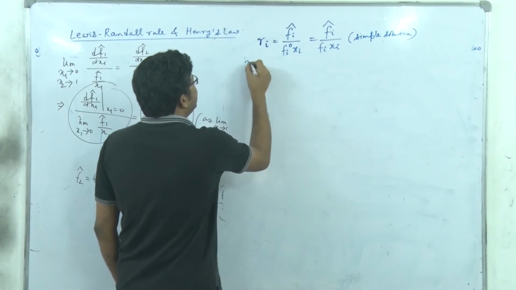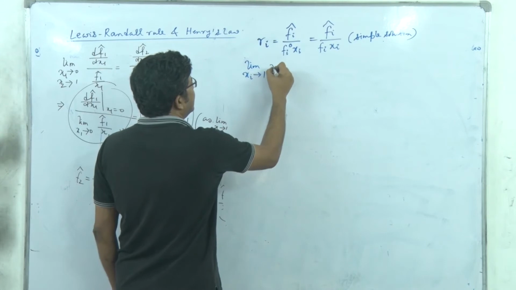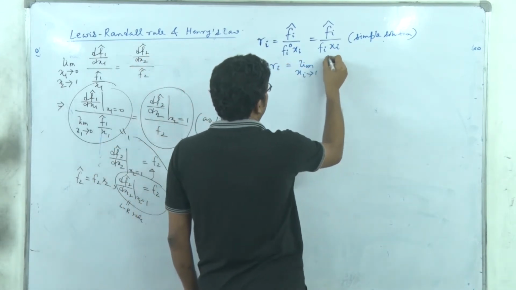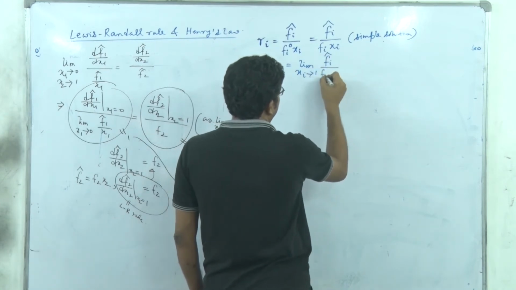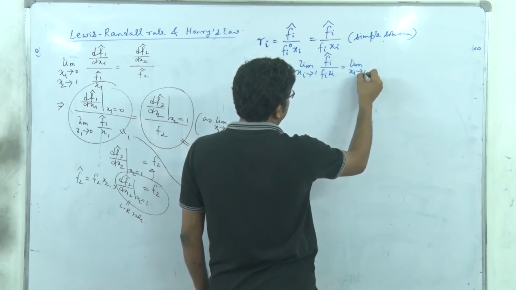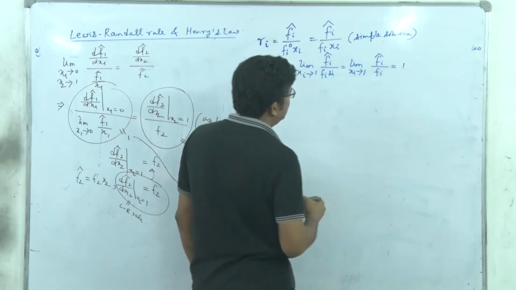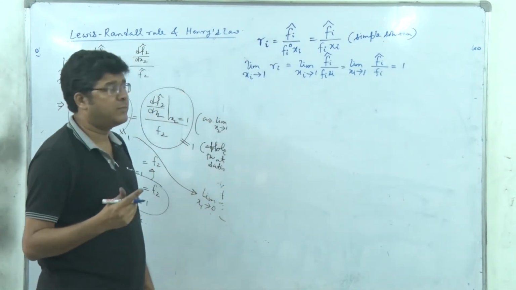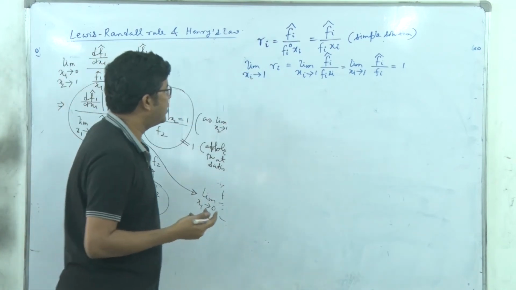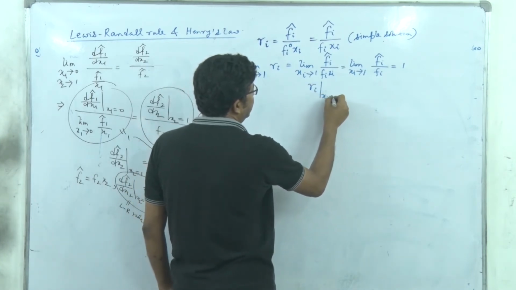Now, limit xi tending to 1. What will be the value of gamma? That's the limit xi tending to 1 of phi i cap divided by phi i xi, which is equal to 1, because phi i cap tends to the pure species property when we have a near purity state. So gamma i at xi tending to 1 is 1.